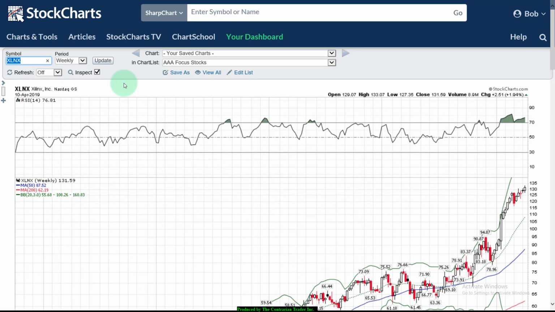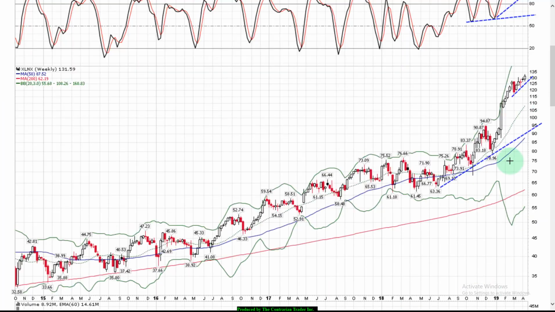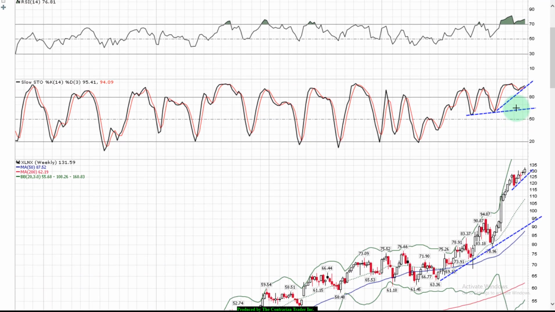Xilinx is a member stock chart request. A very nice chart, a bit extended for my taste here. We will probably move higher. The path of least resistance is definitely up. Our forward-looking momentum indicators are all going in the right direction. Higher lows.